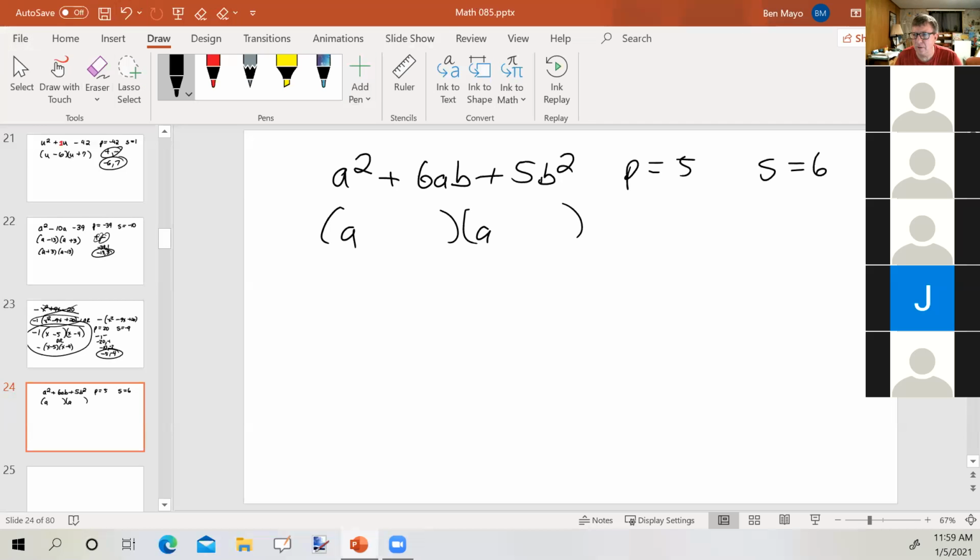Hang on a second here. I'm going to move this so it's straight in front of me so I don't look off to the side the whole time. Okay.